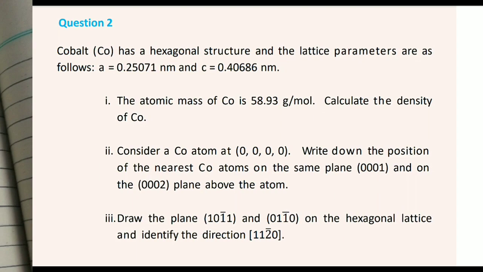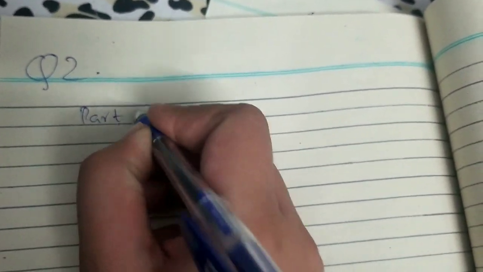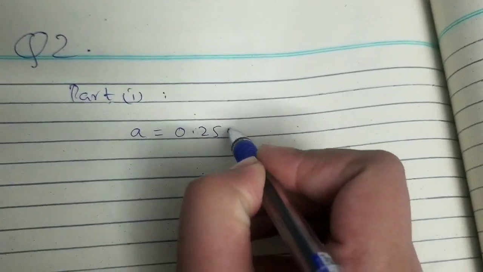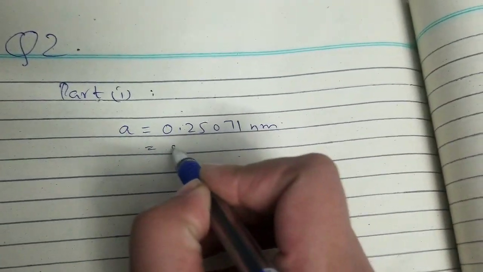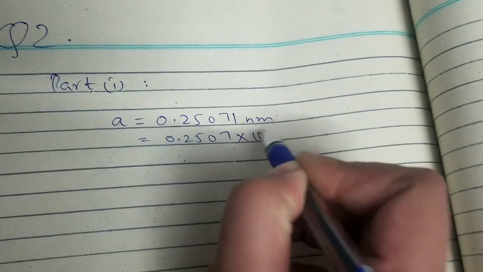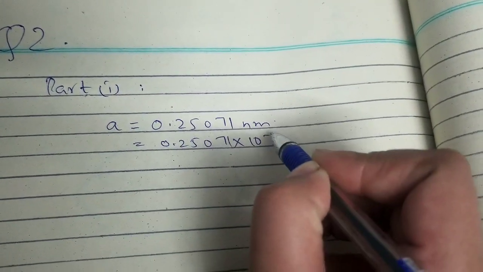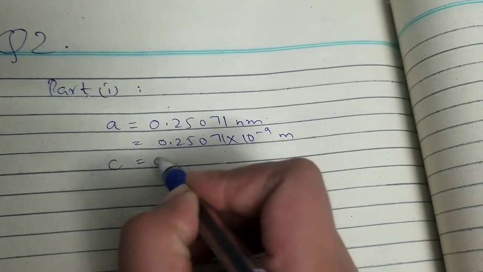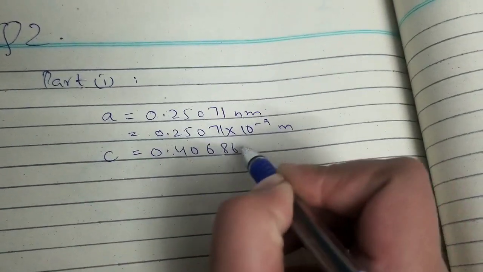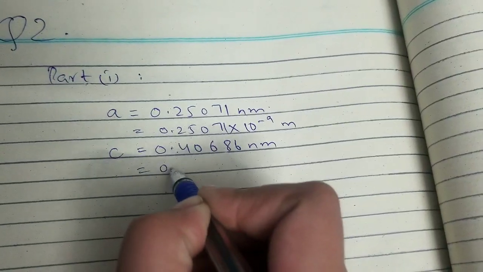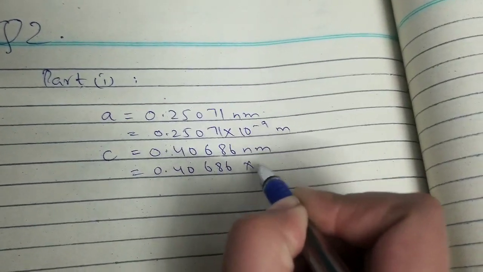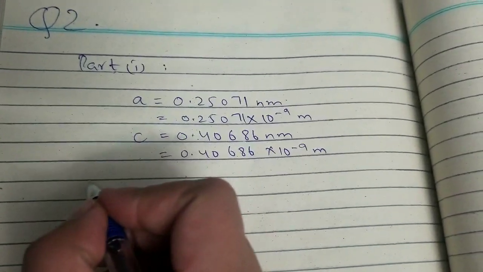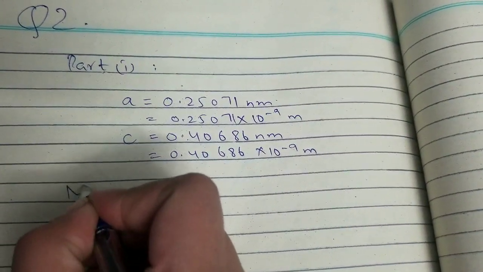Let's begin with the first part. Now we'll first write the data that is given, which is a equals 0.25071 nanometer. Nanometer means 10 raised to the power minus 9 meters. Similarly, c equals 0.40686 nanometer. Converting them into SI units is very important. And the molar mass or the atomic mass is given.